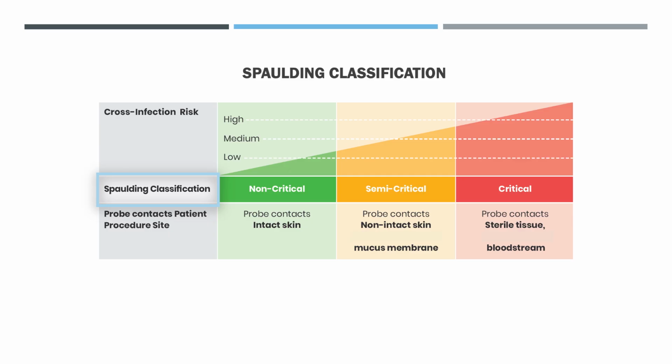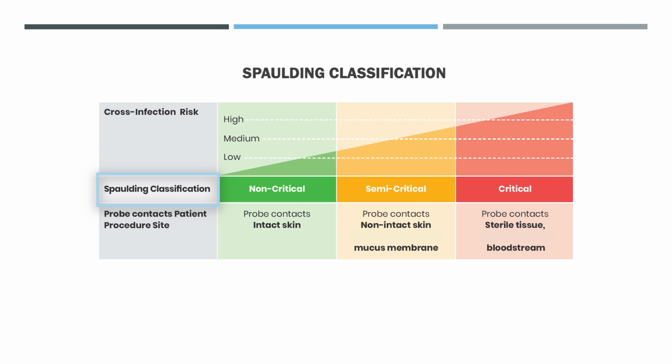So here is the Spaulding classification. This is decades old and has been revised somewhat to account for new diseases such as prion diseases. And it looks at the cross-infection risk as high, medium, and low. Under the Spaulding classification, how a device is disinfected or sterilized depends on how it's used. A non-critical device is something that touches intact skin.